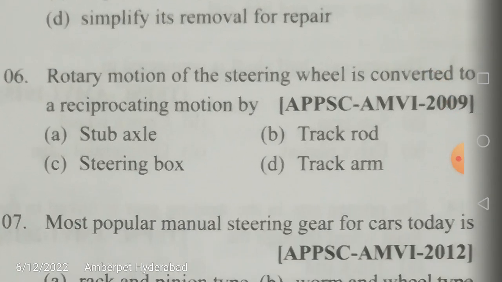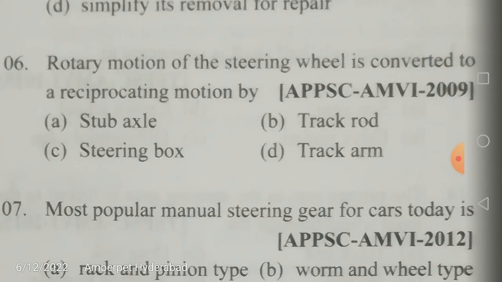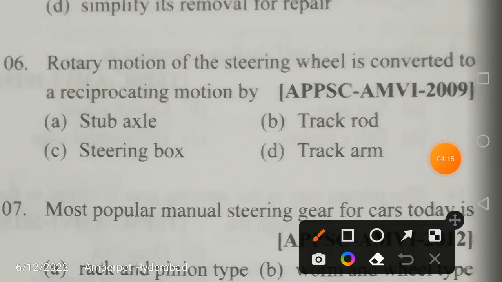Now, rotary motion of the steering wheel is converted to a reciprocating motion by what element? Is it stub axle, track rod, steering box, or track arm? This is your steering box. The steering box is the element because of which rotary motion of the steering wheel is converted to reciprocating motion.